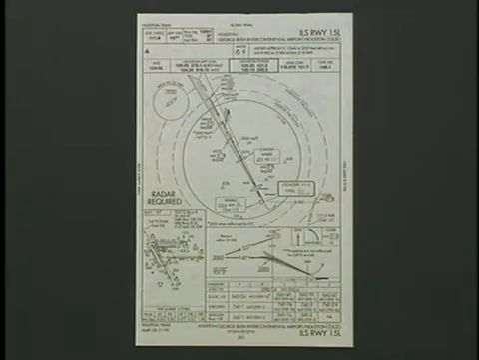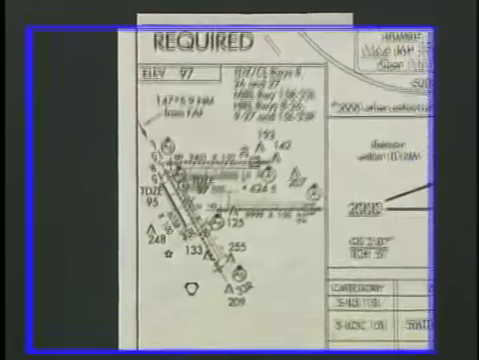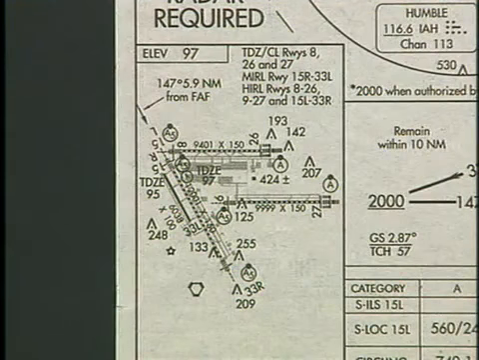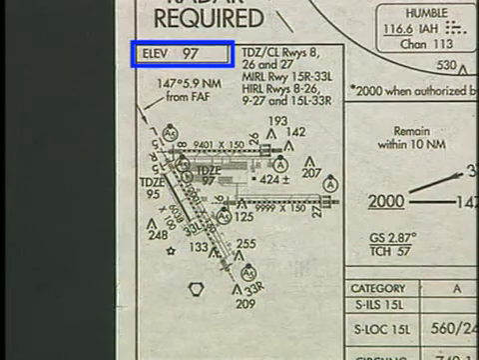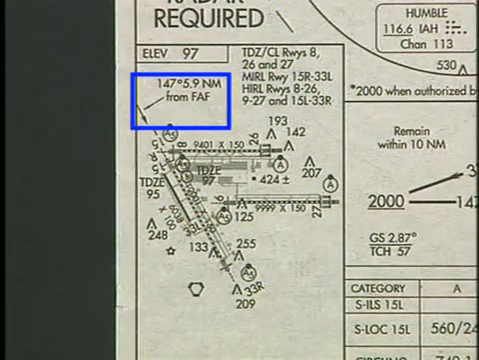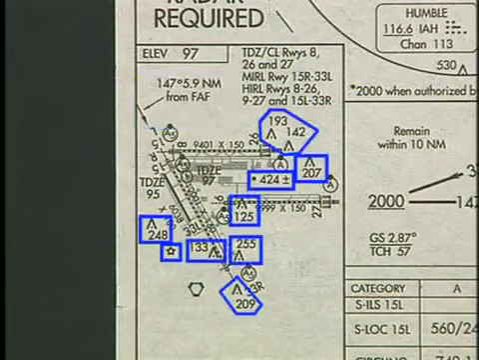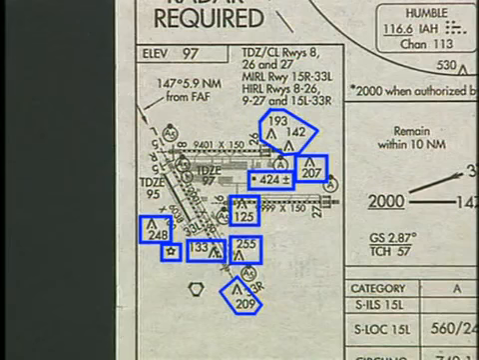The next section of the approach chart we will look at is the airport sketch, which is located next to the profile view. The dominant feature of this sketch is the runway layout. It also depicts the airport elevation, the landing runway final approach course and distance from the final approach fix, and obstructions and reference features near the airport.